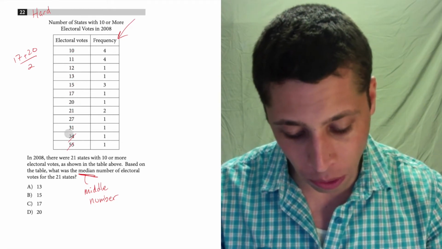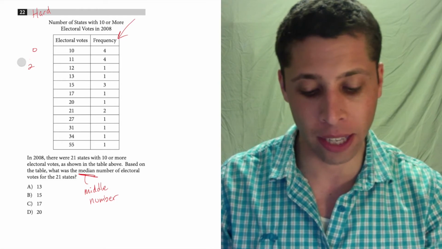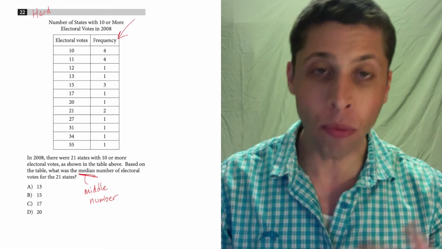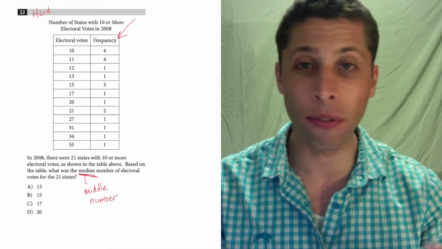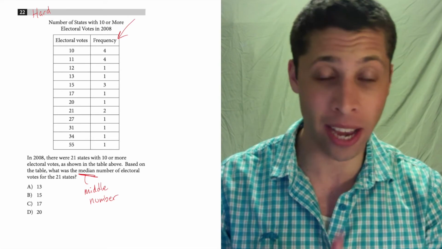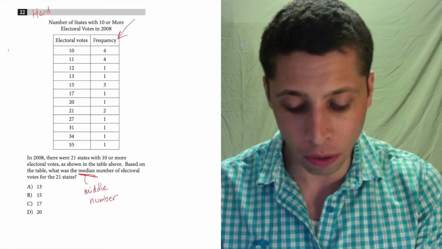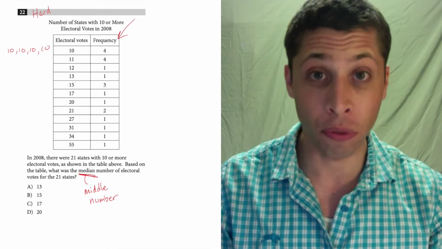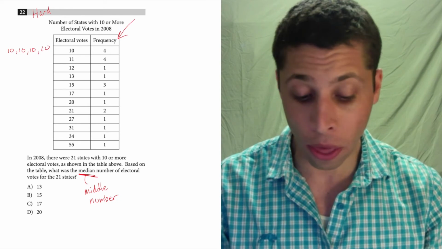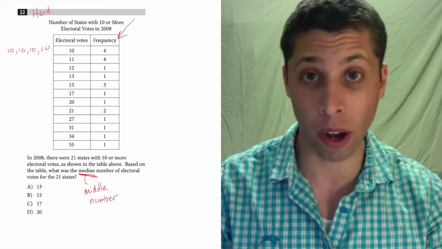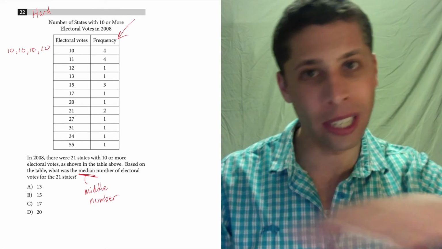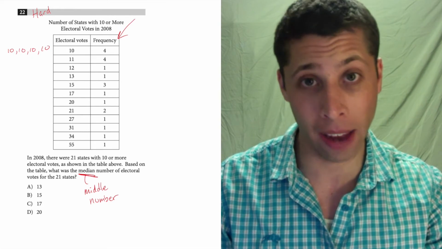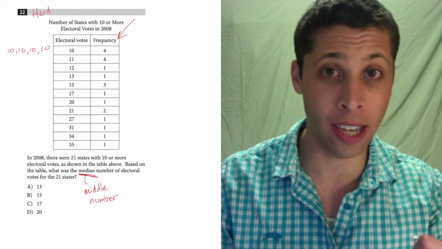Well, we can ignore all that because we're not going to cross out on the left-hand side. We're going to cross off on the right-hand side. Because what it really means when we say that we have a frequency of 4 for the states with 10 electoral votes is that there are 4 10s in our list. There are also 4 11s, 1 12, 1 13, 3 15s, and so on. Now, we don't want to write out the whole list. A lot of you do that because that's how you learned statistics back in elementary school. You don't want to do that. We can do this just by staying organized and showing our work.